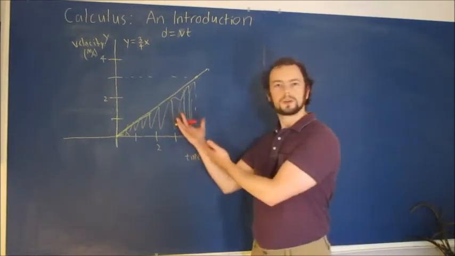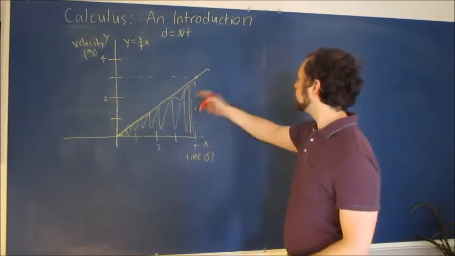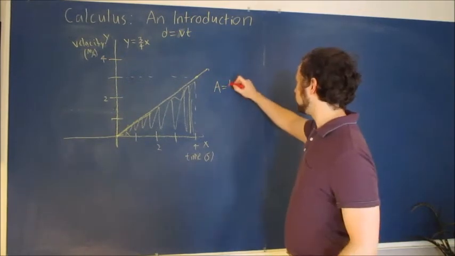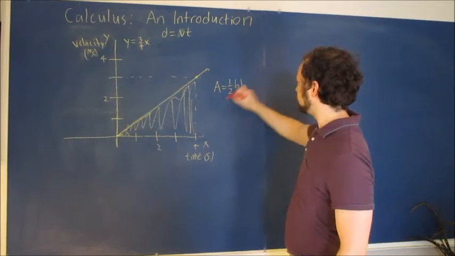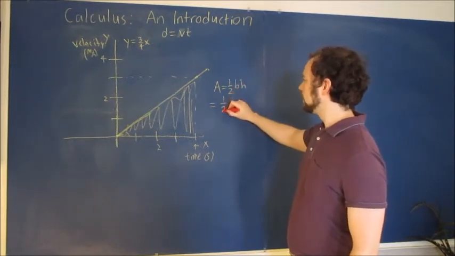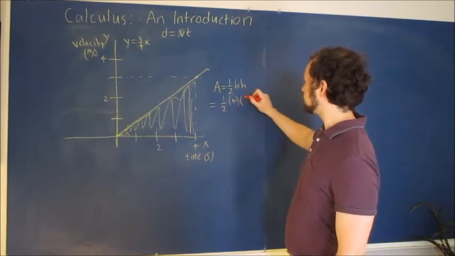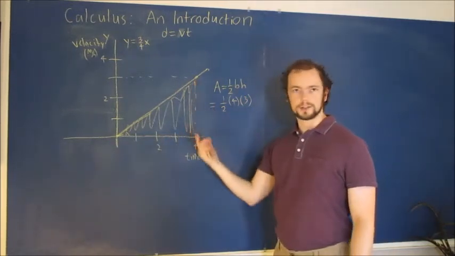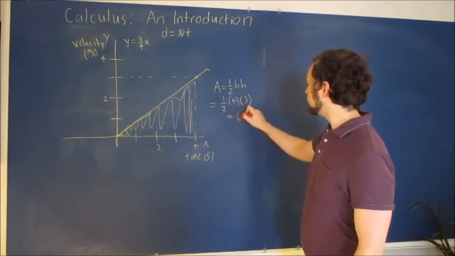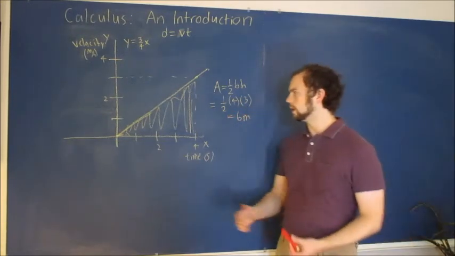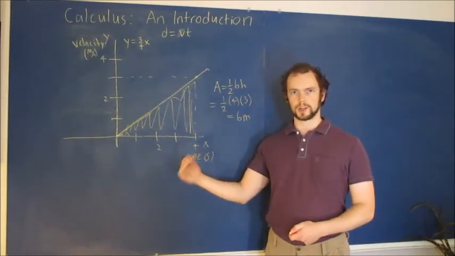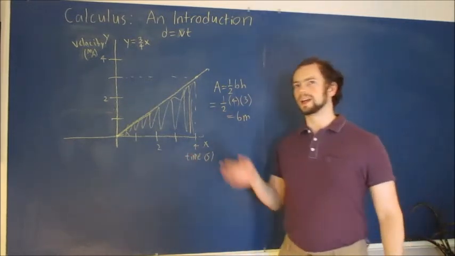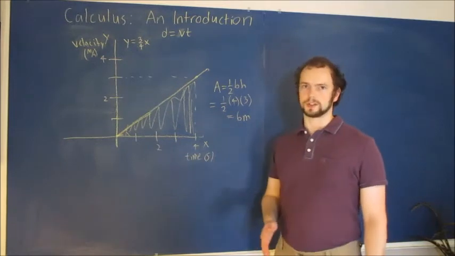In this case also, the answer is easy. We have a nice, simple, straightforward formula for the area of a triangle: 1/2 base times height, which in this case would be 1/2 times 4 times 3. The base of my triangle is 4, the height is 3. This would give me 6 meters. So during this 4-second interval, this object has traveled a distance of 6 meters. Again, no calculus is necessary here.